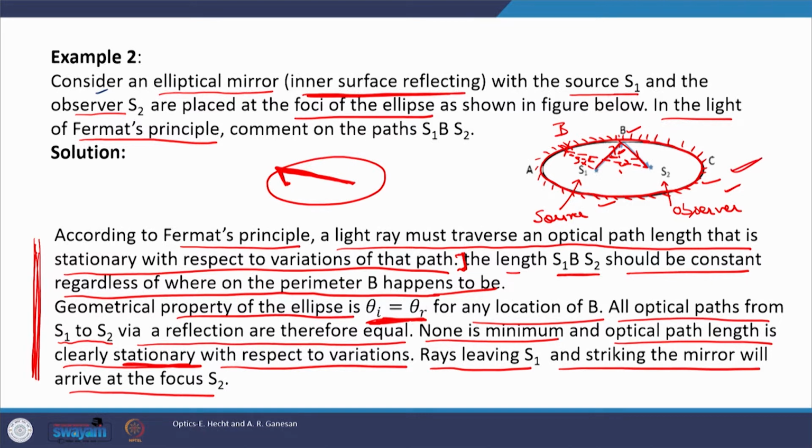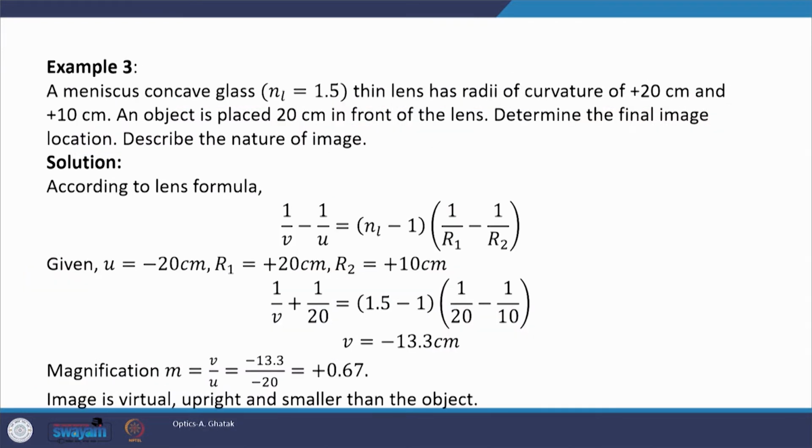Now, we will move to the next example, which is example number 3, and the statement here is a meniscus concave glass thin lens. Meniscus means our lens is in this form, and it has radii of curvature of plus 20 centimeter and plus 10 centimeter, which is of course true, because if you form the first sphere from the leftmost refracting surface, it would be on the right hand side of the refracting surface, therefore, the radius of curvature would be positive and this is plus 20 centimeter.